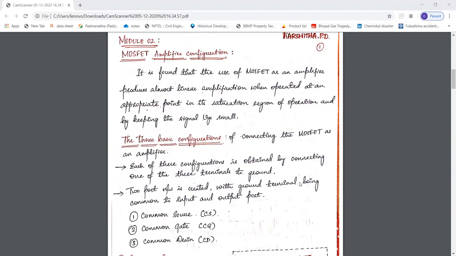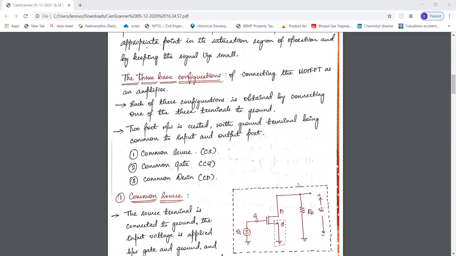Each of these configurations is obtained by connecting any one of the three terminals, either source, gate, or drain, to the ground. So when any one of the terminals is connected to ground, a two-port network is created, with the ground terminal being common to both input port and output port. So we have these three configurations. Common source is the first one, denoted by CS. Common gate is the second one, denoted by CG. The third one is common drain, denoted by CD.